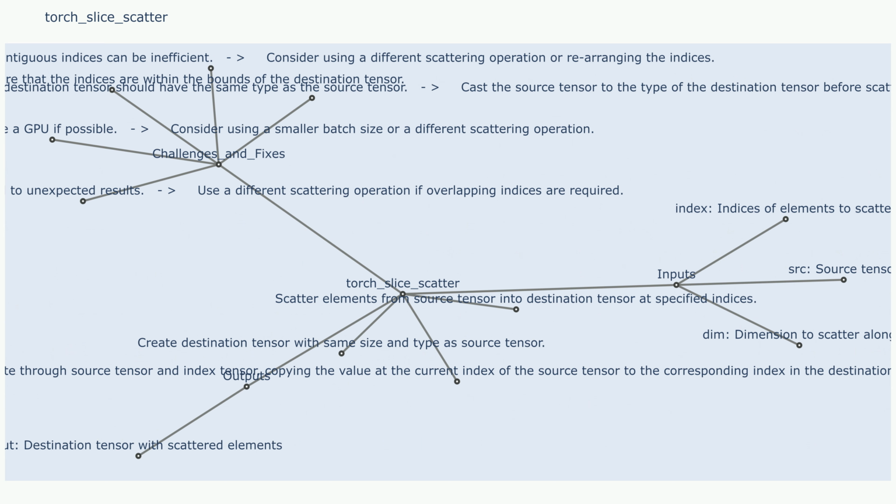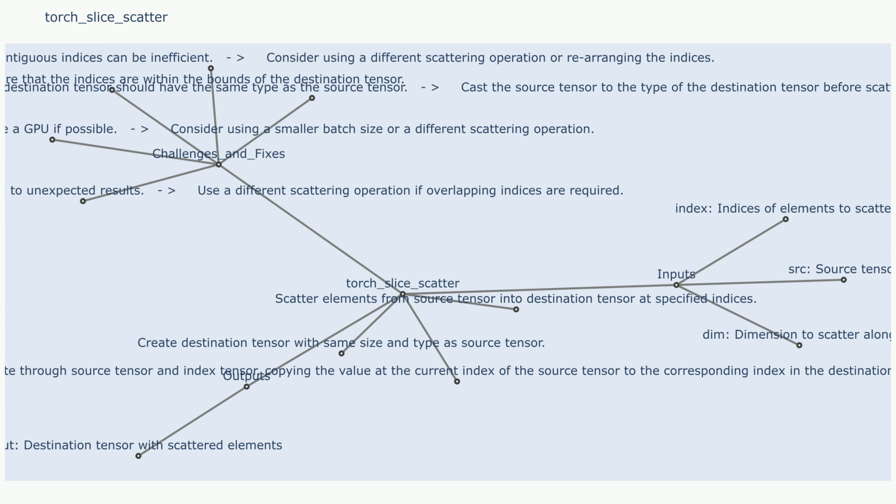Fixes to challenge 1. Ensure that all elements in the index tensor are valid indices within the bounds of the destination tensor. This can be achieved by using appropriate index calculations or by checking the index values before performing the scatter operation. Challenge 2. Conflicting indices.